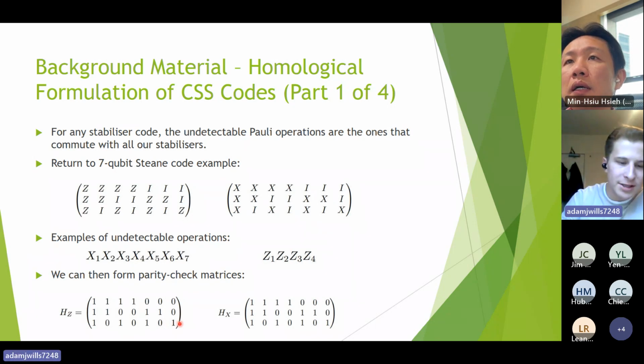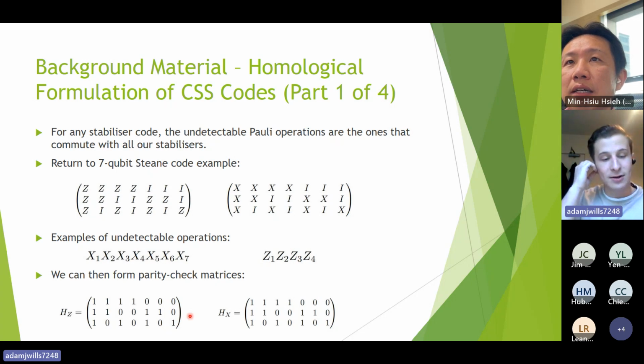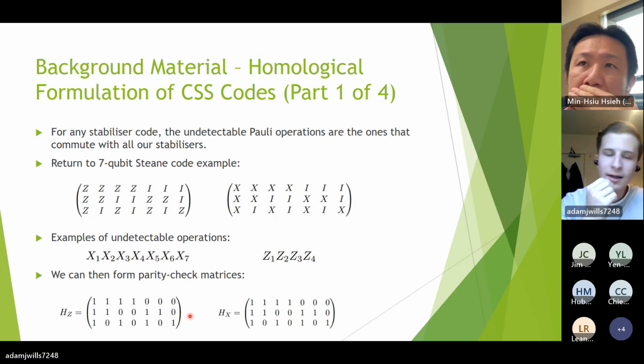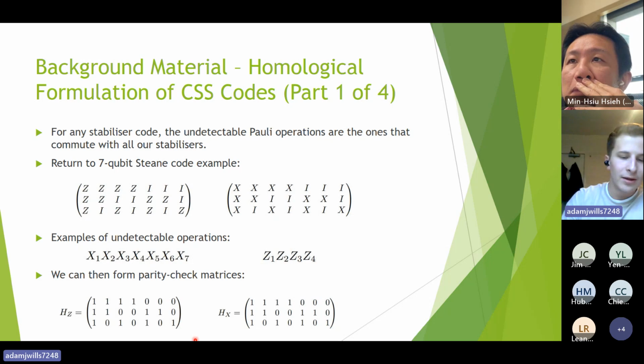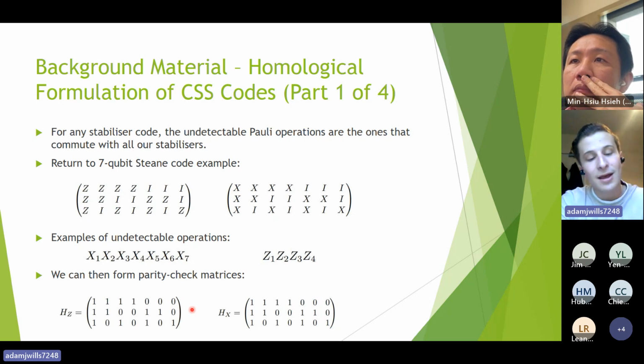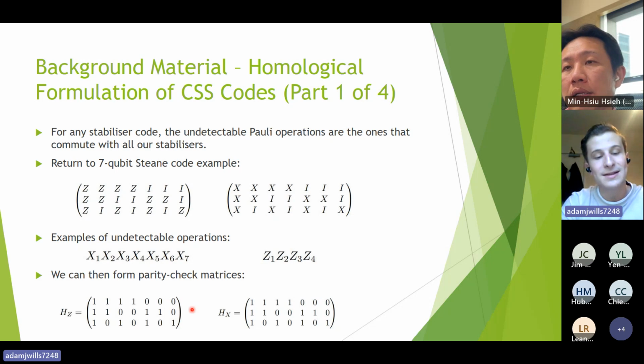So now we've got parity check matrices. The code space that they define is going to be their kernel. And their kernel, you can convince yourself, and we will take a moment to appreciate this, their code space represents exactly the undetectable operations of X type and Z type respectively.